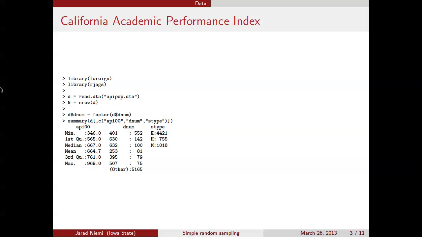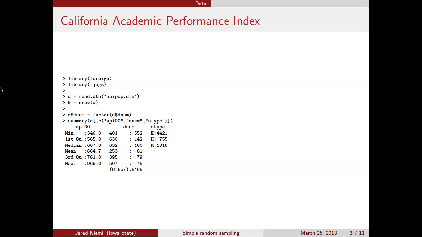I just pulled off 3 columns here. The first one is the academic performance index, I assume in the year 2000, thus the 00. We have the district number. There were 757 districts, I think it said. And then this is the type of school, so whether it's an elementary, high school, or middle school. I was going to use that later to do some stratified and cluster sampling, but I didn't get to it yet.